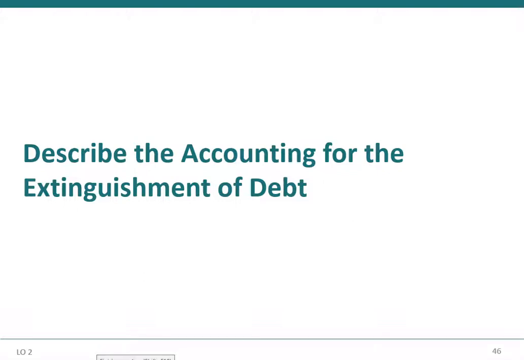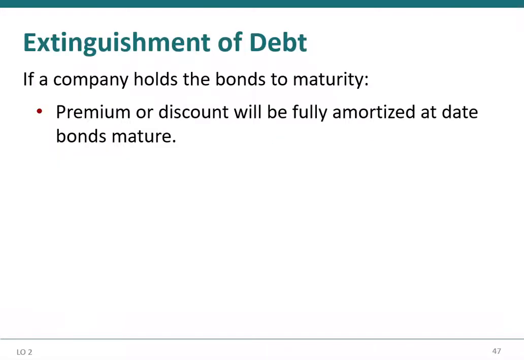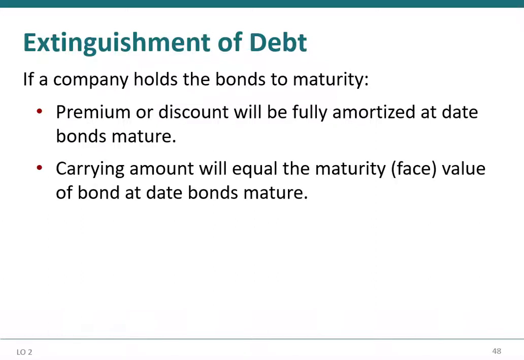In this video, we're going to walk through the basic journal entries associated with the retirement or extinguishment of debt. Up until now, most of our journal entries associated with the retirement of debt have been when the company's debt has matured. And of course, at maturity, the premium or discount on any bond issue will have been fully amortized. That is, the carrying amount equals the face value of the bonds, and there's no gain or loss. We simply credit cash for the amount of the par value and debit bonds payable for the same amount.